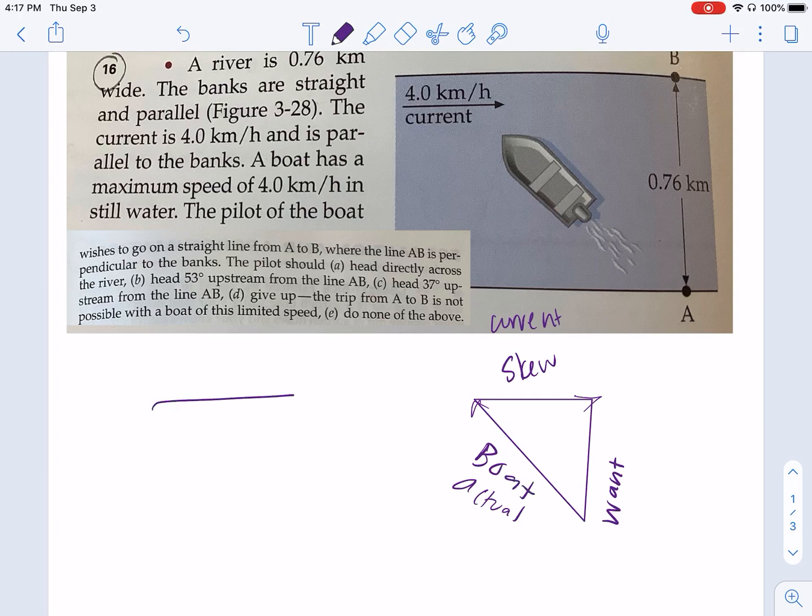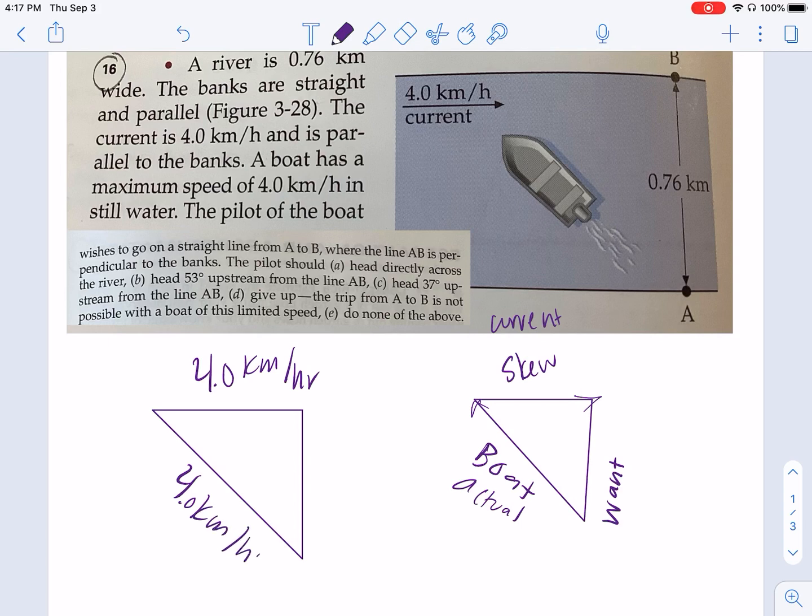Those are the two numbers that we have. We kind of redraw our triangle over here. We know that the current is 4 kilometers per hour, but so is the boat. In order to solve this, we would need to know what angle is here. So we would find out, okay, this is an x component, so we would say 4 cosine of theta equals 4.